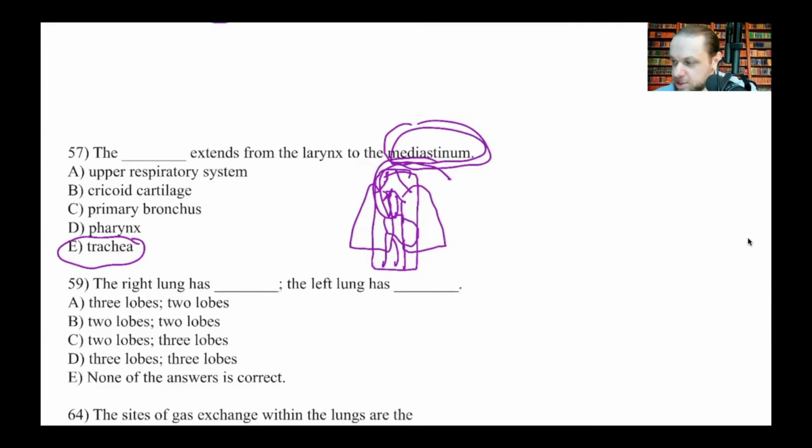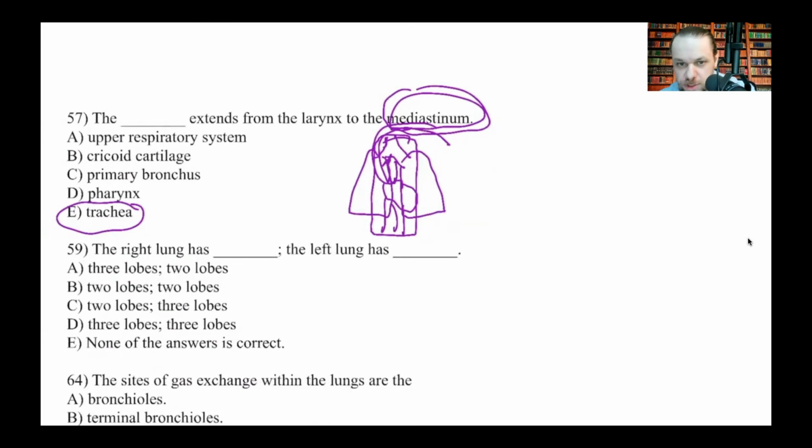Sometimes you may hear this term. They will say in the ER, if you're doing your rotation, after they did the chest X-ray, they'll say they have a widened mediastinum.